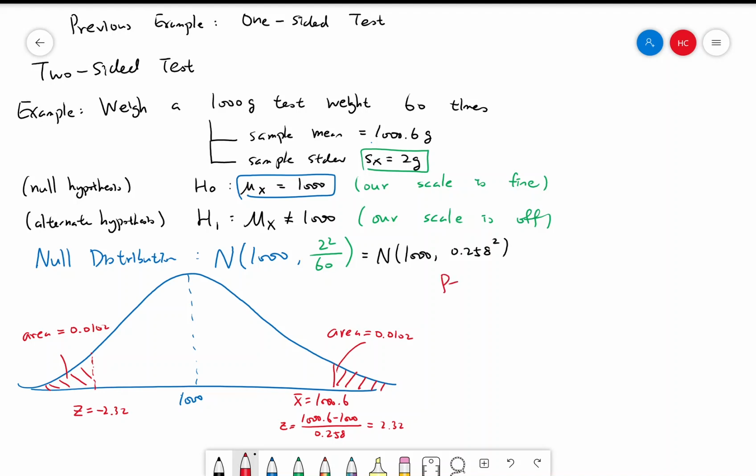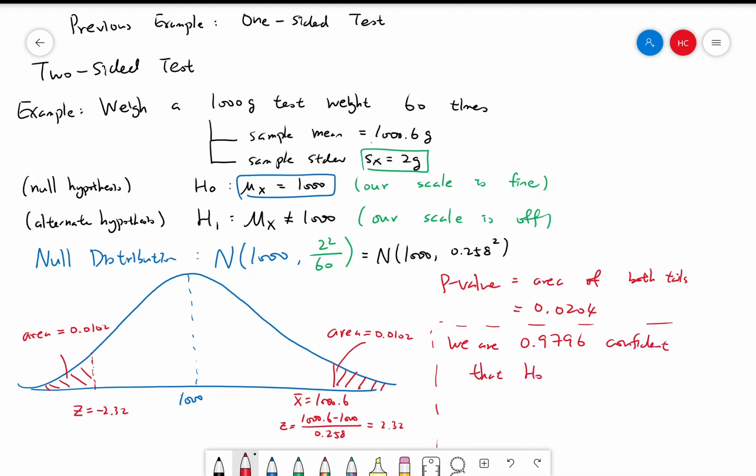So the p-value, which is the area of the two tails, is equal to 0.0204. So because the p-value is equal to 0.0204, the conclusion we can draw is we are 0.9796 this much confident that H0 is false, which means we are really confident that the scale is off.